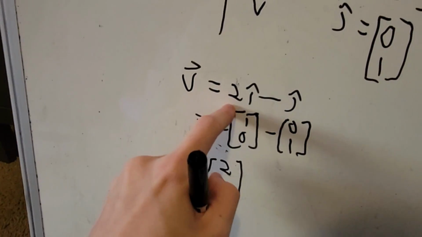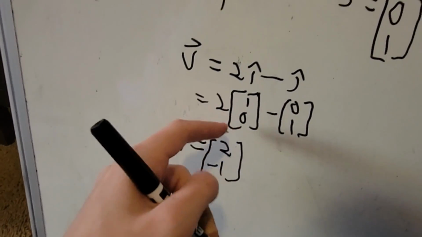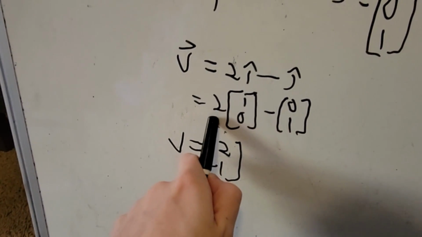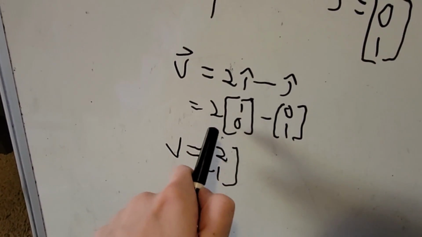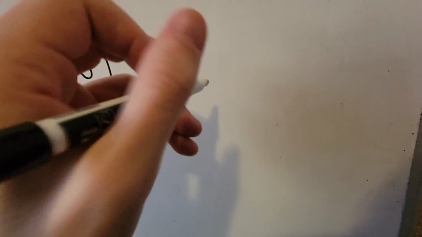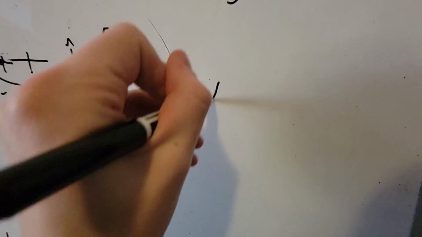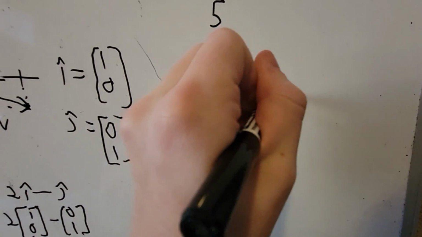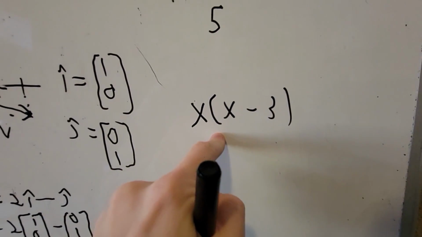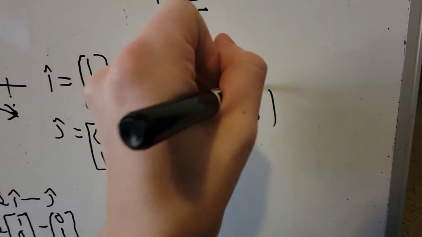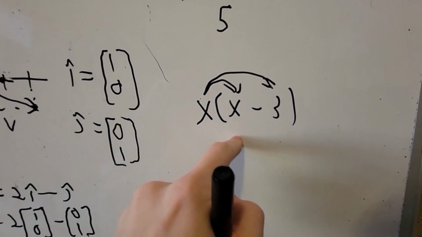So we can rewrite vectors in terms of i hat and j hat, and this kind of scalar multiplication is multiplying this term by each term in the matrix. Back in algebra class where we had x times something in parentheses, this means that this is distributed to each term.